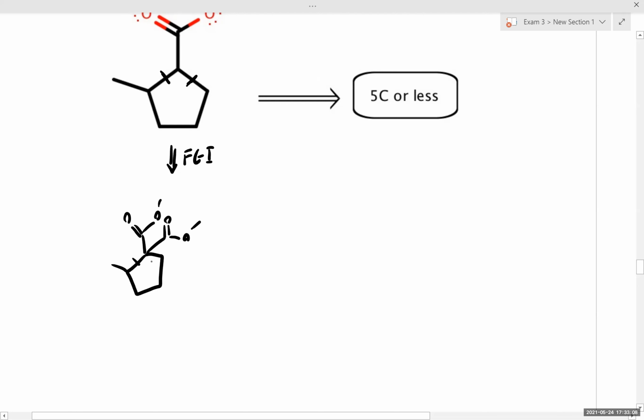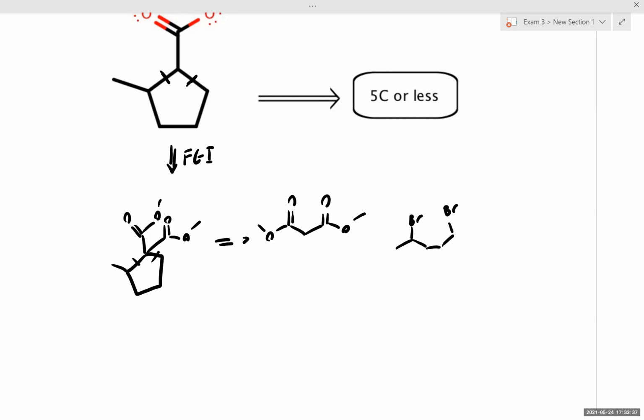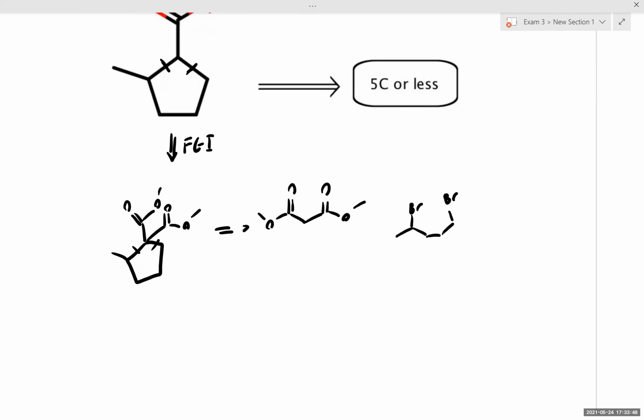From here, it's easy to see how if we break these two bonds, that gets us to a malonic ester, which is going to be our nucleophile, and this dibromide electrophile. And because our malonic ester is symmetrical, that gives us a little bit of control in this dialkylation. Remember, dialkylation of malonic esters with dialkyl halides, for example, dibromo, dichloro or diiodo alkanes, is a wonderful method to prepare even small ring sizes.